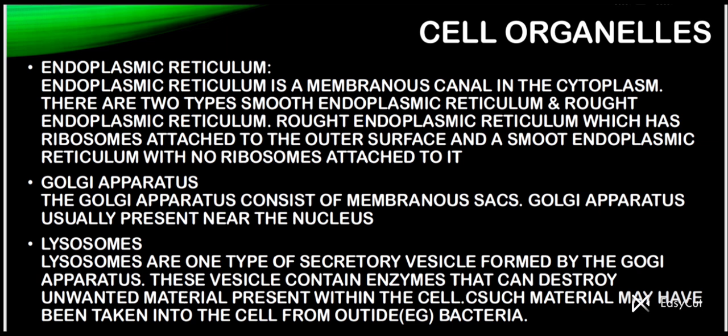The next thing is the endoplasmic reticulum. What do you mean by endoplasmic reticulum? This is a membranous canal. We have two types: smooth endoplasmic reticulum and rough endoplasmic reticulum. In the smooth endoplasmic reticulum, there are no ribosomes. The rough endoplasmic reticulum is lined with ribosomes.